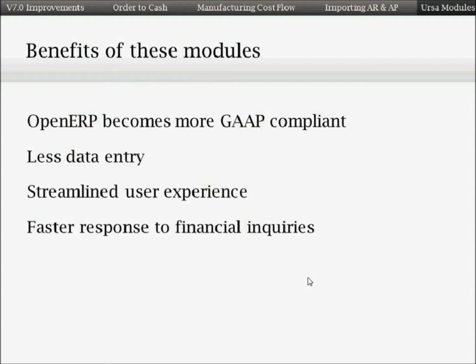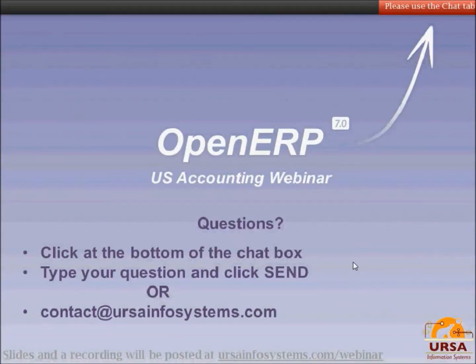So the benefits of these modules are, for things like credit cards and customer deposits, we're moving OpenERP towards becoming more GAAP compliant. We're also saving data entry and a little bit of time. Moving that AP over to the credit card company is a manual step without this module. So it's a streamlined user experience as well, because that step is done in the background automatically. And with things like the financial history and the interactive aging, our customers are able to respond faster to financial inquiries.